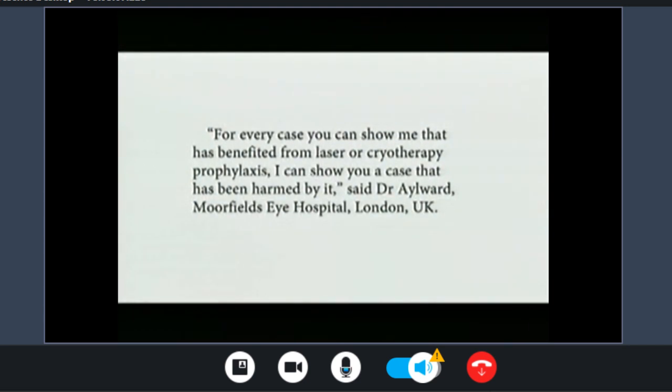So this is a senior surgeon at Moorfields, and this is his statement: for every case that you can show me that has benefited from laser or cryotherapy or prophylaxis, I can show you a case that has been harmed by it.